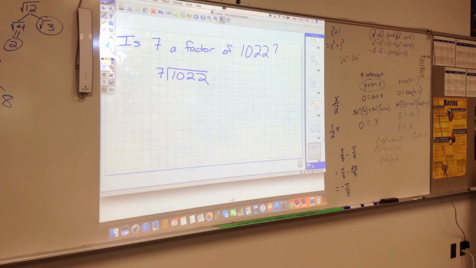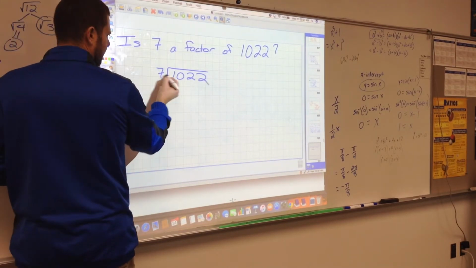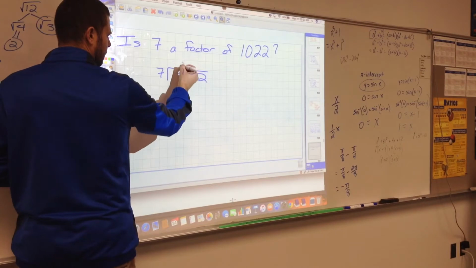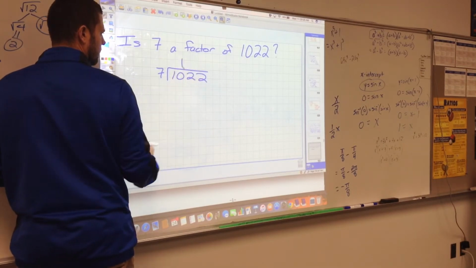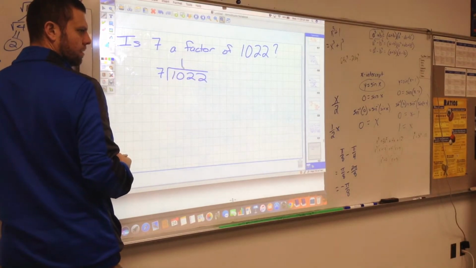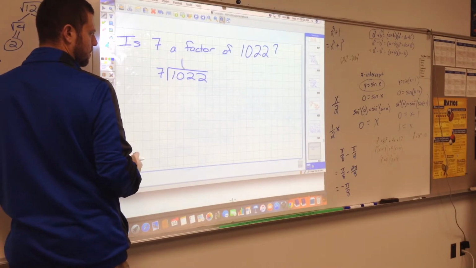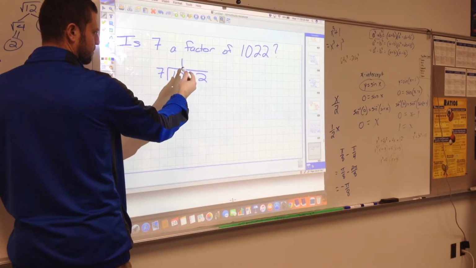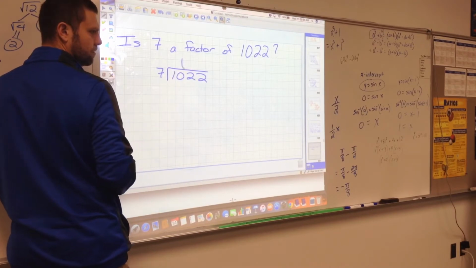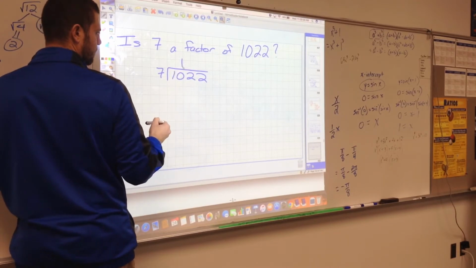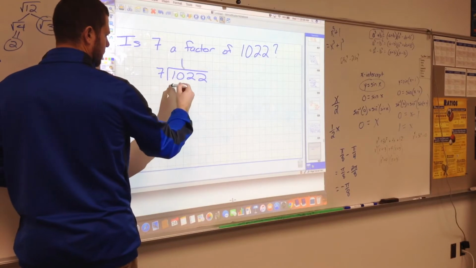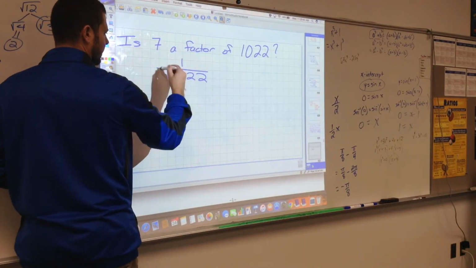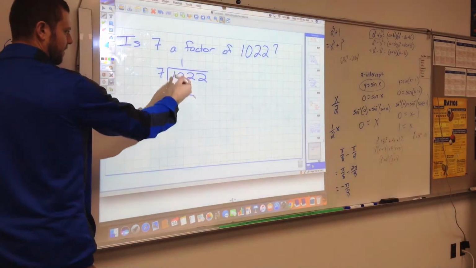How do I do this? How many times does 7 go into 10? 1. Minus 7. Subtract 7 from the 10. So 1 times 7 is 7, I put a 7 down there and I subtract it.